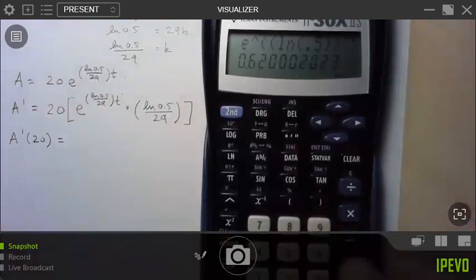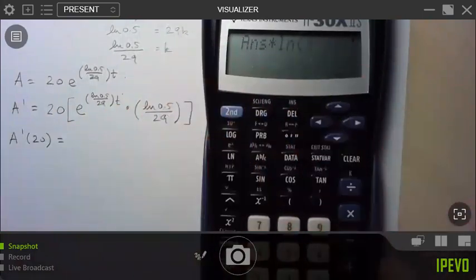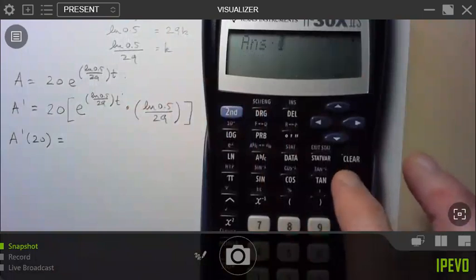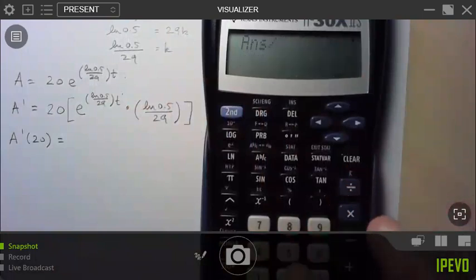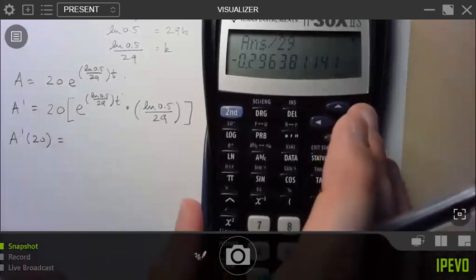Now I'll multiply it by 20. Then I'll multiply it by ln of 0.5. And then lastly, I'll divide that by 29. And there you go. It looks like I made a mistake. I suspect I might have accidentally put 200. Oh, yes, because I think the original question had 200 and I changed it to 20. Oh, that makes sense now.